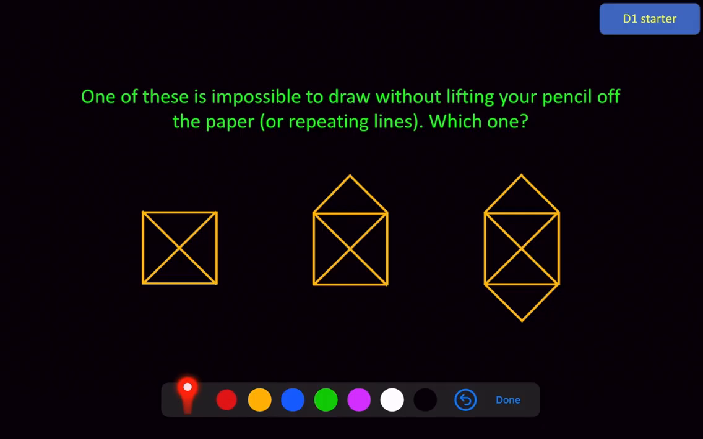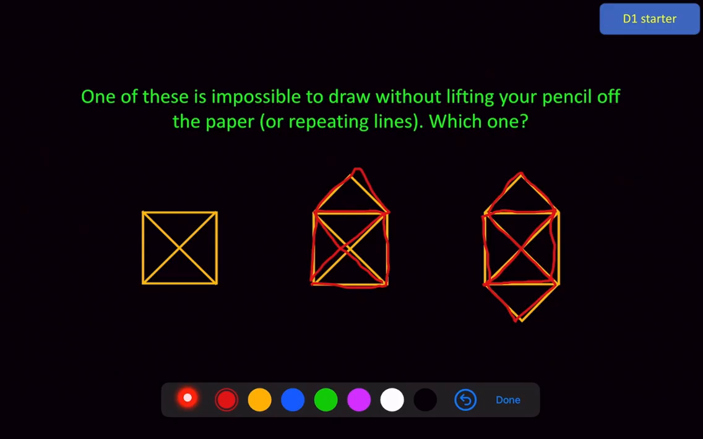If I quickly do any old one, we can start here, go around the box, and the triangle, part of the X, the other triangle, finish the X. There we go. The middle one is more difficult. If you start at one of the bottom two corners, however, it is possible. If you started anywhere else, you wouldn't be able to do it.